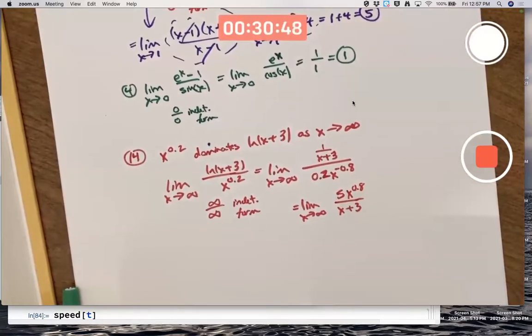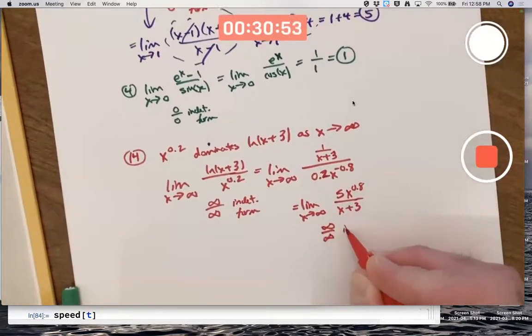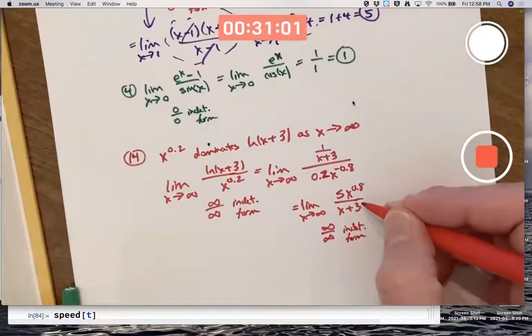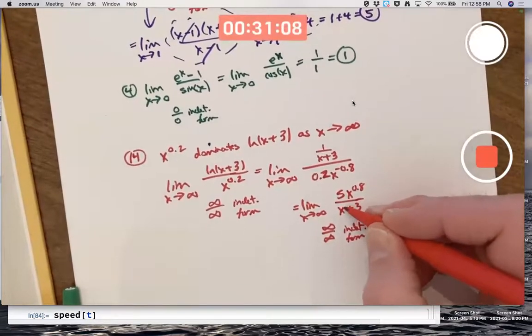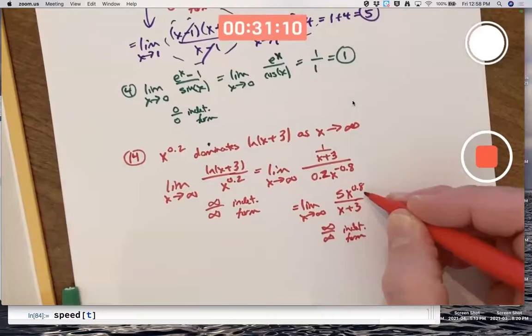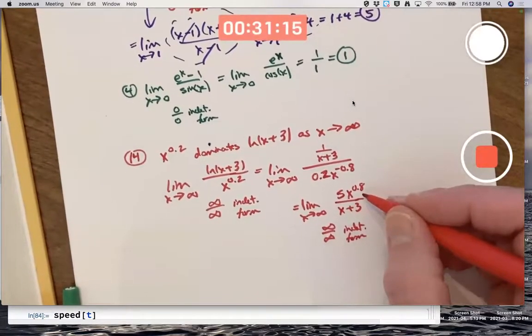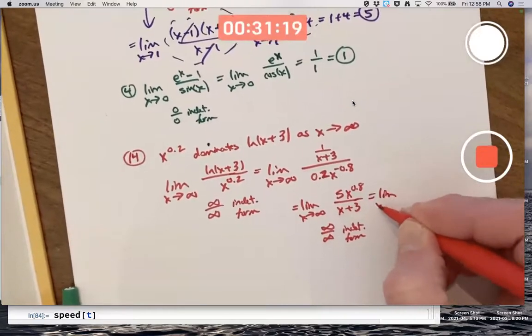Technically, as this is, it's still an infinity over infinity indeterminate form. Though it is in a form that makes it, well, maybe even without using L'Hopital's rule, a little bit more clear that this thing goes to 0, because I got a first power for the highest power of x down here and a 0.8 power up here. A first power is going to grow faster than a 0.8 power. Well, this should go to 0, but maybe we better try L'Hopital's rule again just to make sure.